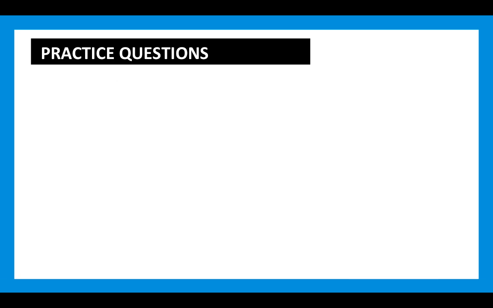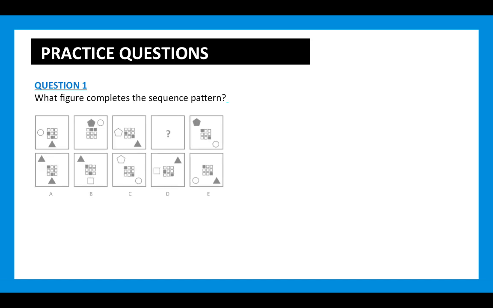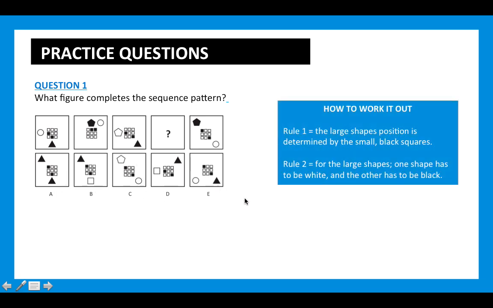So let's have a look at some practice questions. Question 1: what figure completes the sequence pattern? Here we have our sequence, which is the top row of patterns, and here are our answer options. So how to work it out? The large shape positions are determined by the small black squares. As you can see, the little black squares in this grid determine where the big shape is placed, so these two black squares are represented by the big shapes here. You need to find one that follows this pattern.